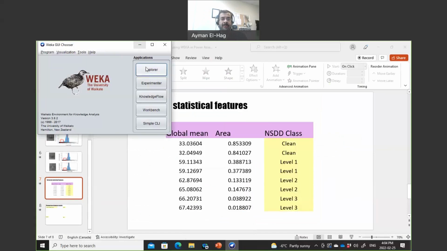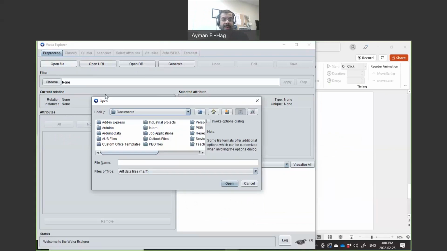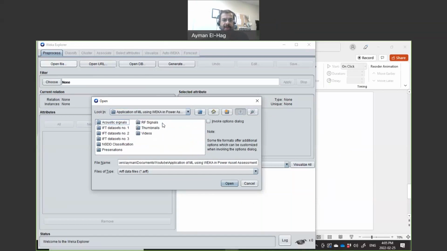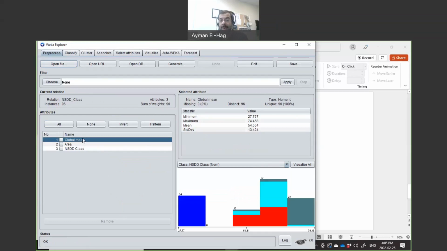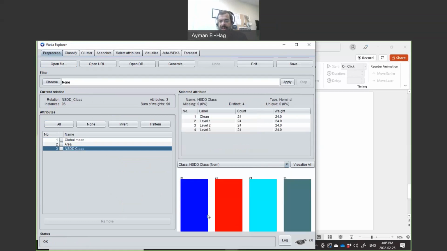We'll use this feature vector. So we'll go, as usual, to our Explorer and open the file that we prepared, and we will just have a look at this file, and then we will start the classification. It is the NSDT classification CSV, and this is the file we have open. So we have the global mean, and now we understand what the global mean is. We have the area, and we have the classes. We have 4 classes: clean, level 1, level 2, level 3. As the level increases, they have more pollution.